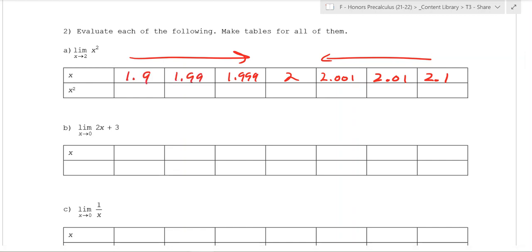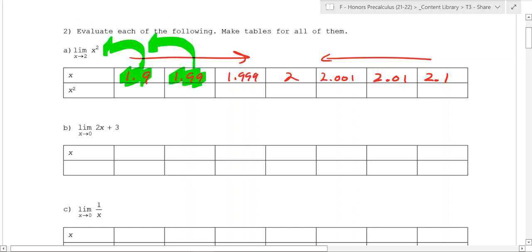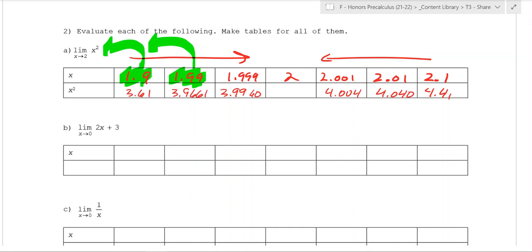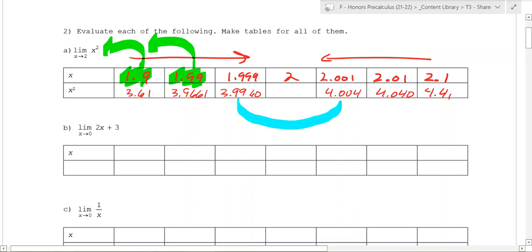And what you do is you take these values, 1.9, 1.99, and you plug them in to the function there. And what do you get out? You get these values. Now, what does it look like these are getting close to as these go in? It really looks like they're going to 4. So what we can say is we think this is going to 4. This is a visual way of doing it with a table.